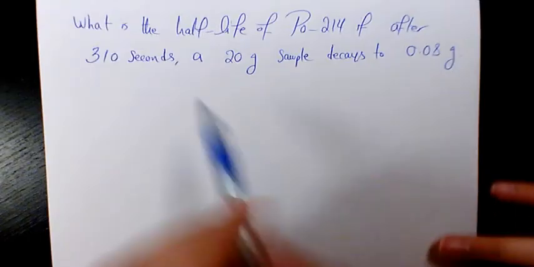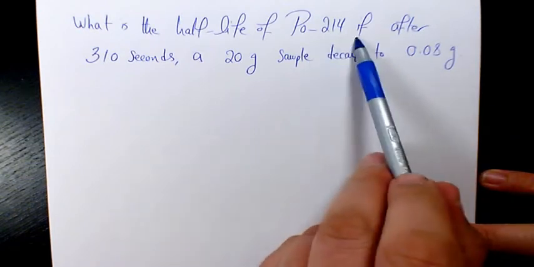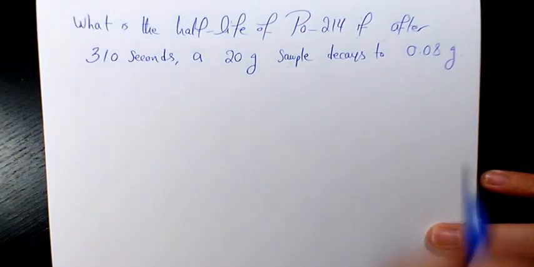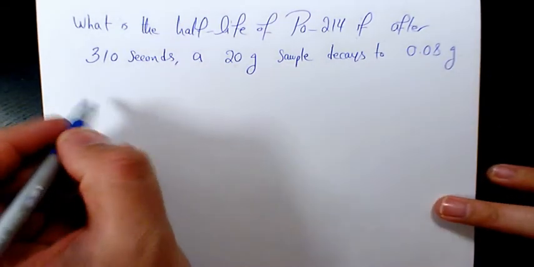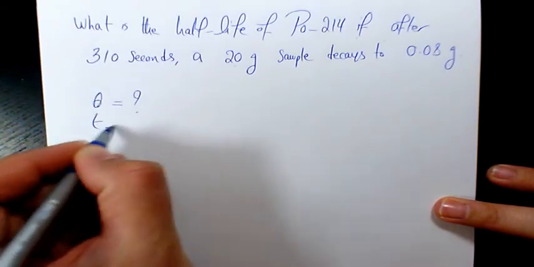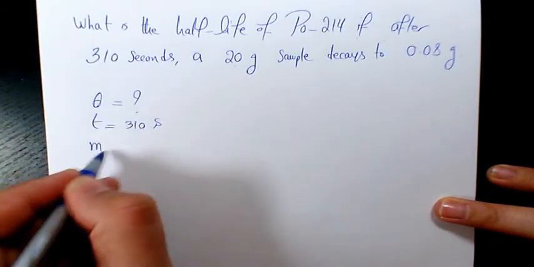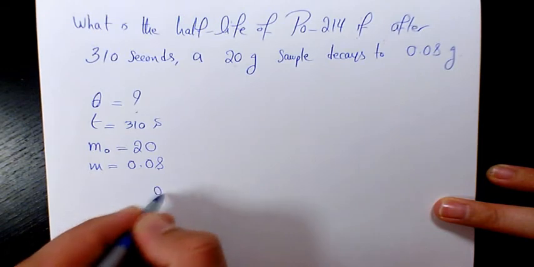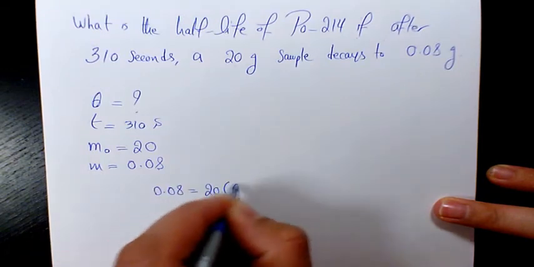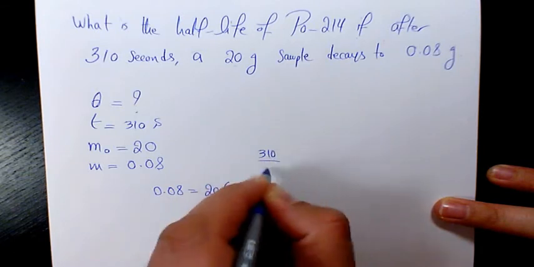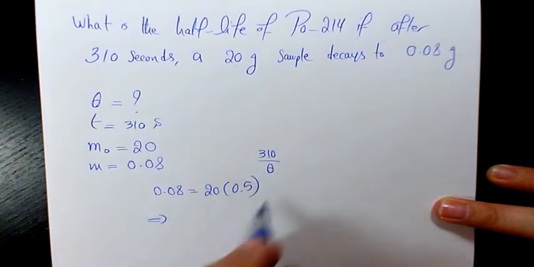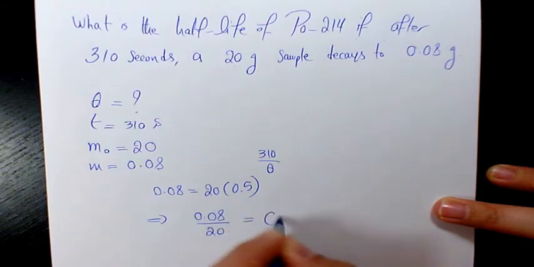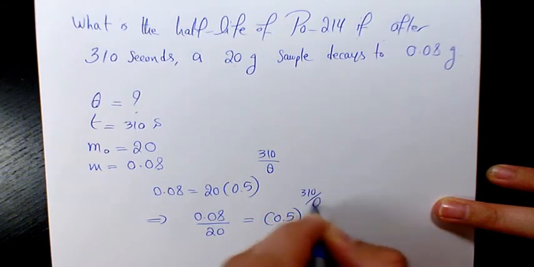Next example: what is the half-life of Po-214 if after 310 seconds a 20 gram sample decays to 0.08 grams? So we need to find the half-life. t is 310 seconds, the initial mass is 20 and the final mass is 0.08. So we have 0.08 equals 20 times 0.5 to the power of 310 over θ. In order to solve it, we need to divide both sides by 20.